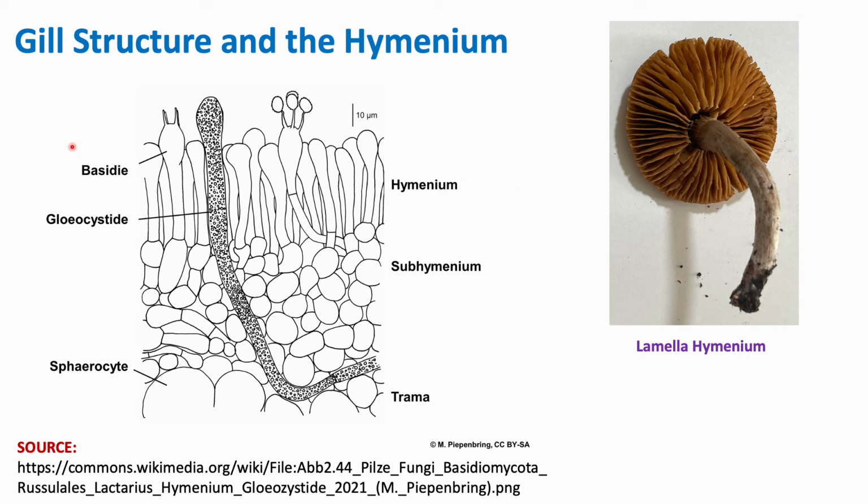Now, the most superficial layer is going to be the hymenium, which has our spore-bearing structures, our basidia, which have our sterigmata or sterigma, and we have the potential basidiospores, which are going to be released into the environment. Right below, we have that supportive structure of the subhymenium. And then right below the subhymenium, we have the trama.